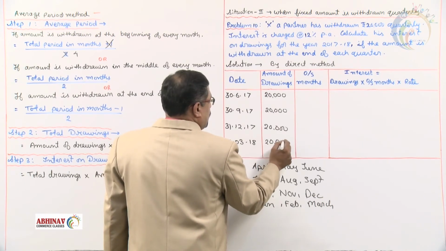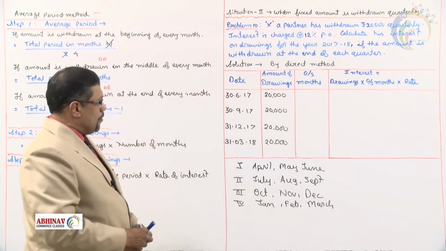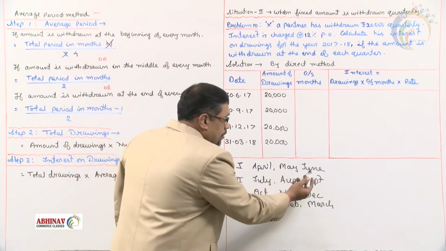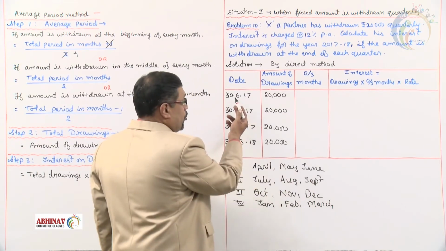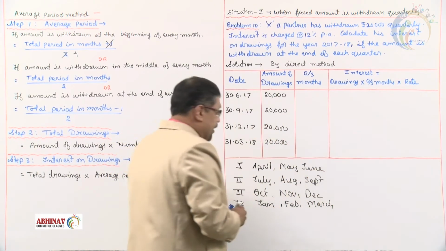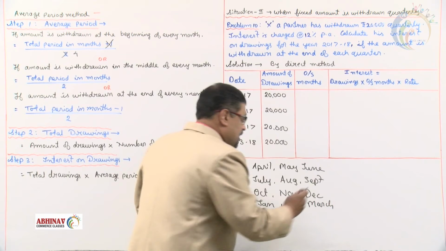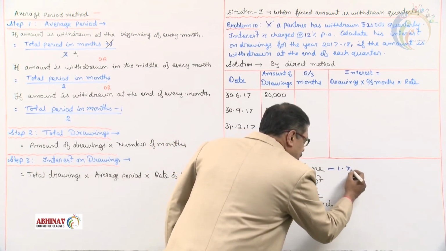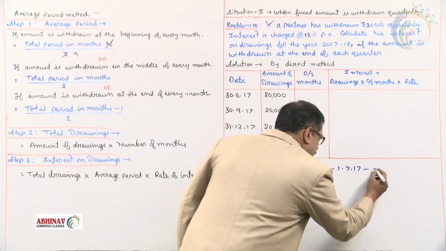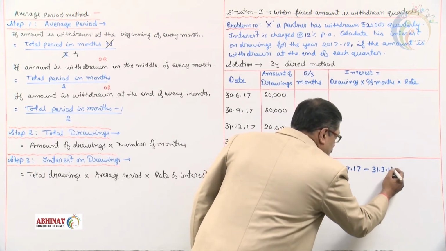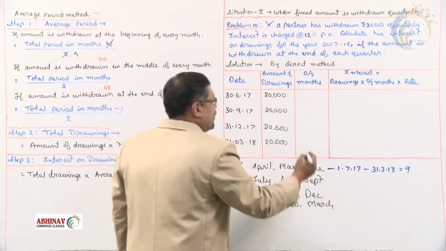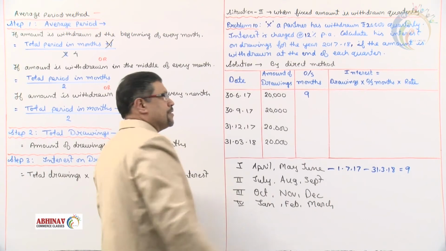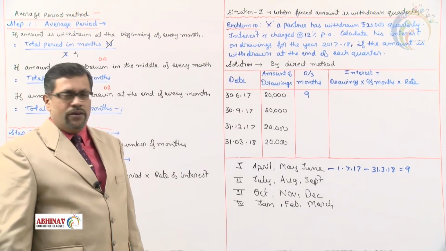Now let's see the outstanding months. Here, this is withdrawn on 30th June. So in this case, the period starts from 1st July 2017 to 31st March 2018. How many months do we get? 9 months. We calculate that for 9 months.